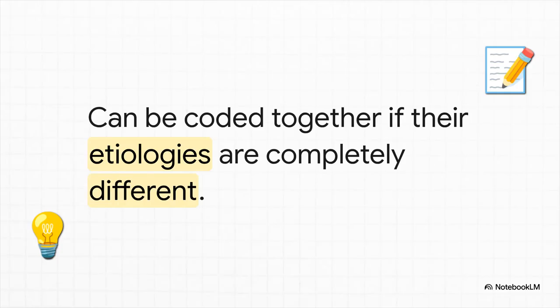Now, I do need to mention a rare excludes 1 exception you absolutely have to know. Conditions can actually be coded together if, and only if, their etiologies, meaning their underlying root causes, are proven to be completely different and unrelated. For example, hyponatremia and SIADH usually exclude each other under excludes 1, so normally you would only code the SIADH. But if a physician explicitly documents that the hyponatremia is caused by something totally unrelated to the SIADH, well, you actually have a clinical basis to code both.